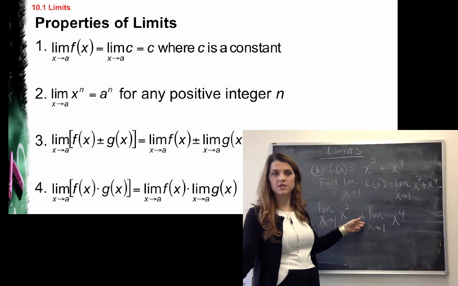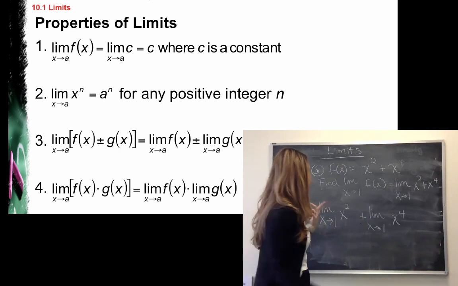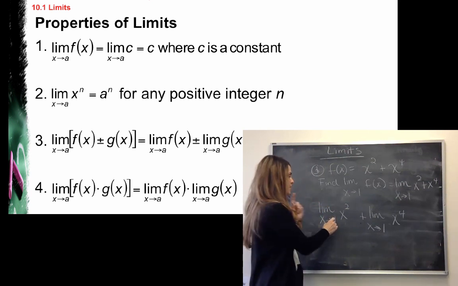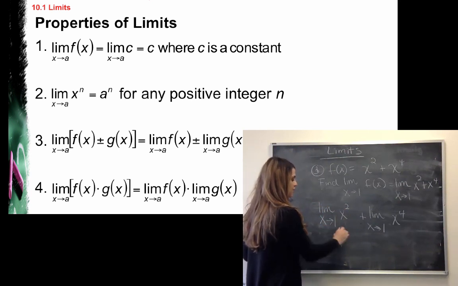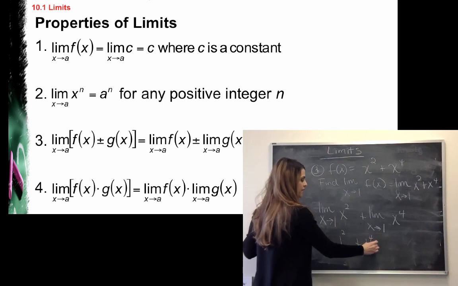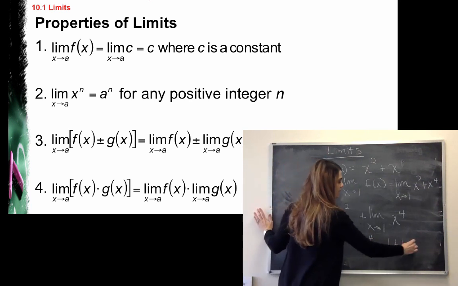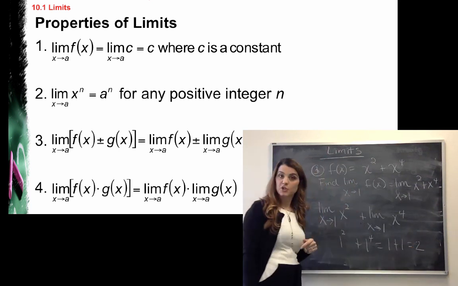So if it was an addition, it's the plus sign. If it's subtraction, it's a minus sign. Now we use property 2, and we plug the 1 in, so you get 1 squared plus 1 to the 4th. And that's 1 plus 1, and that's the number 2.